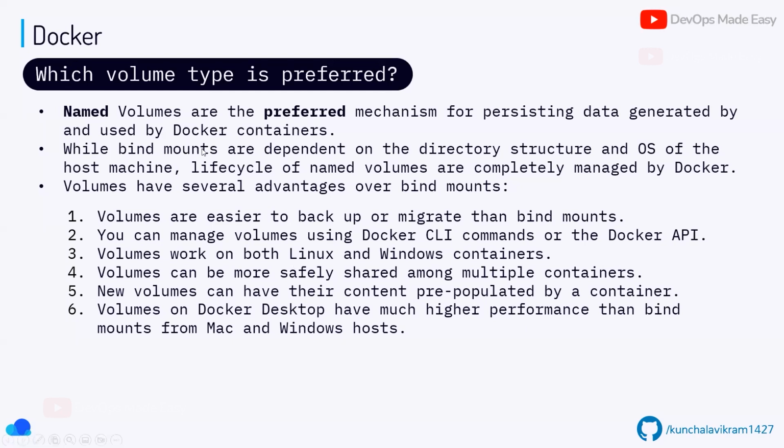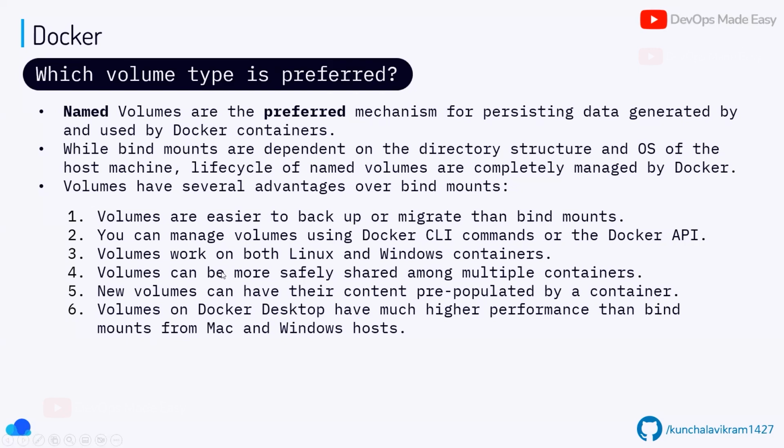Okay. So named volumes are always preferred because the entire life cycle of named volumes is managed by Docker. You can use docker volume create, ls, prune, rm to manage the complete life cycle of those volumes using Docker CLI commands. And these are independent of the operating system. If you do docker volume create in Windows, Mac, and Linux, your volume will be created.